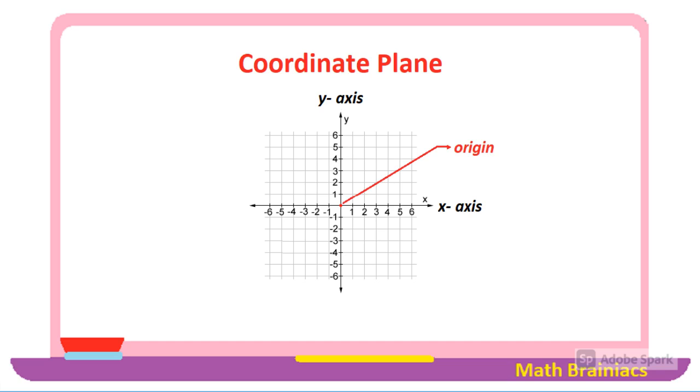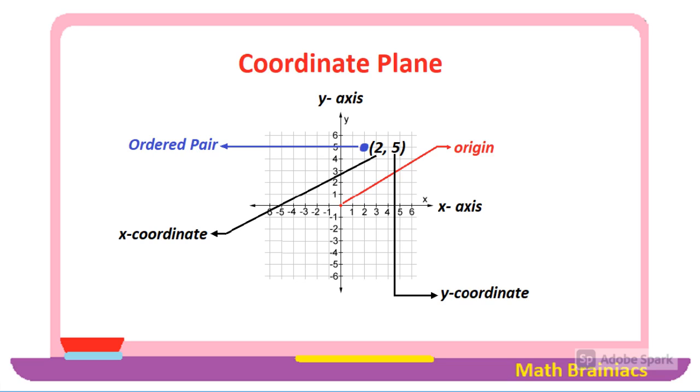The intersection of the two lines, which is point (0, 0), is called the origin. Any point on the coordinate plane is a point of an ordered pair. The first number in the ordered pair is called the x-coordinate, and the second number is the y-coordinate.